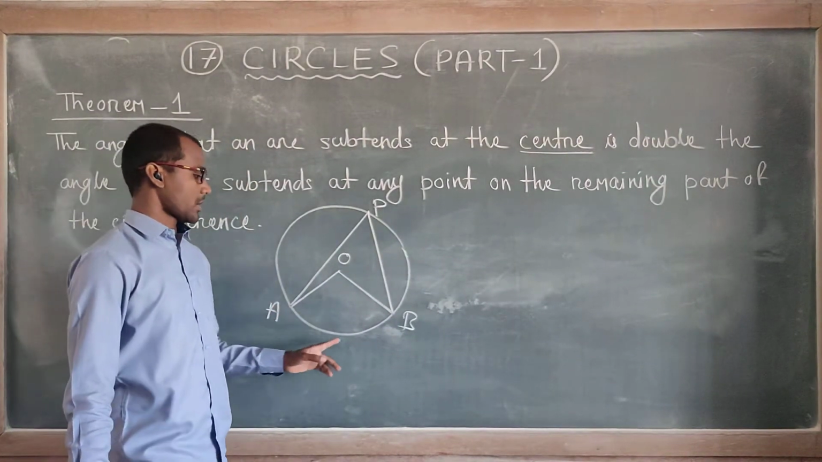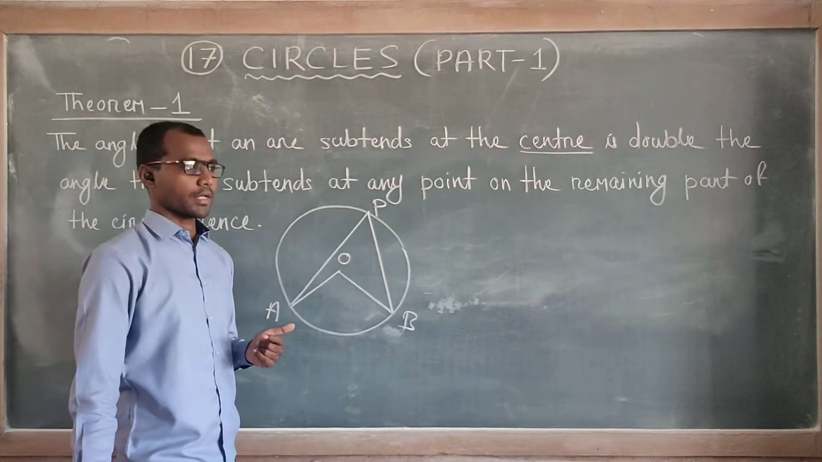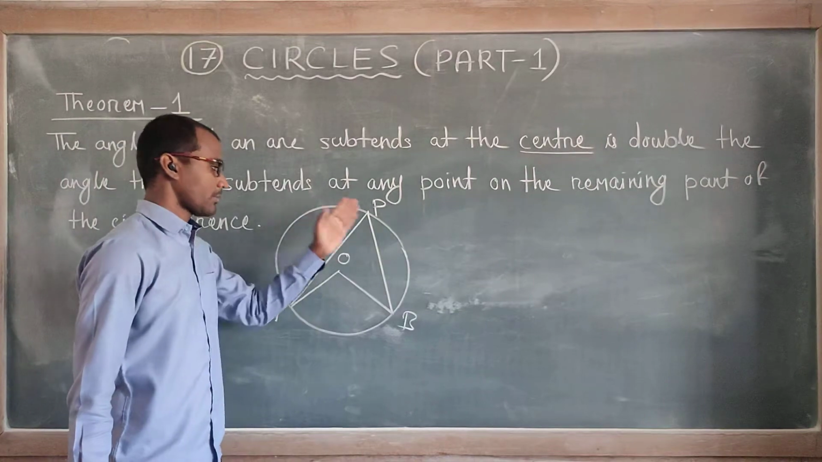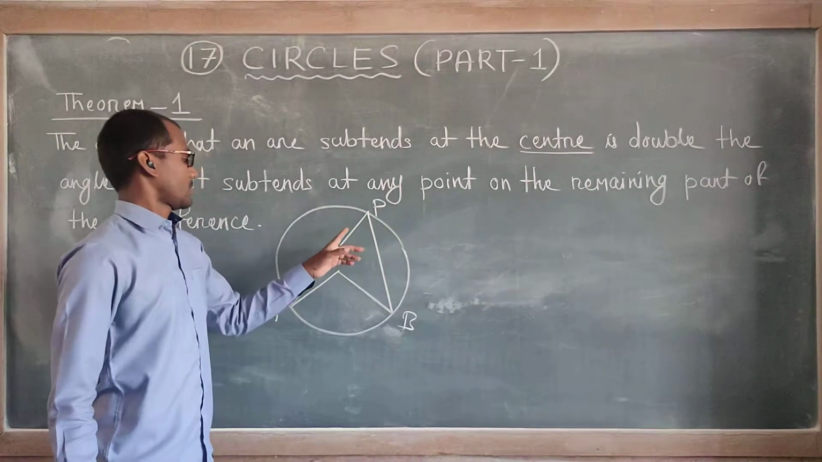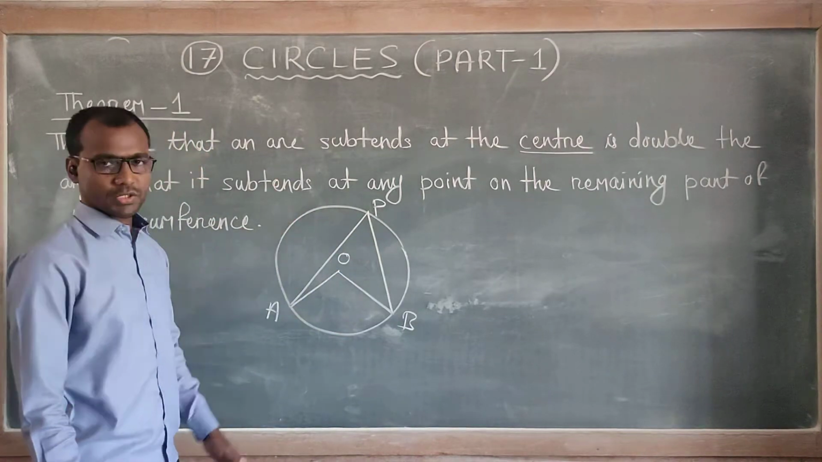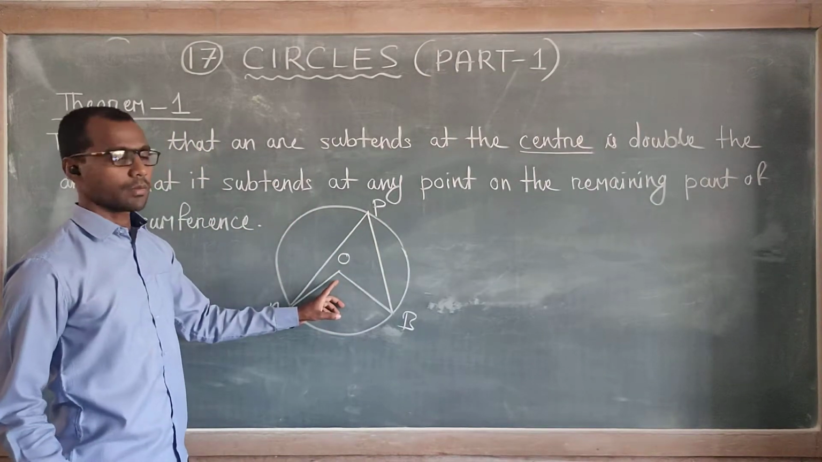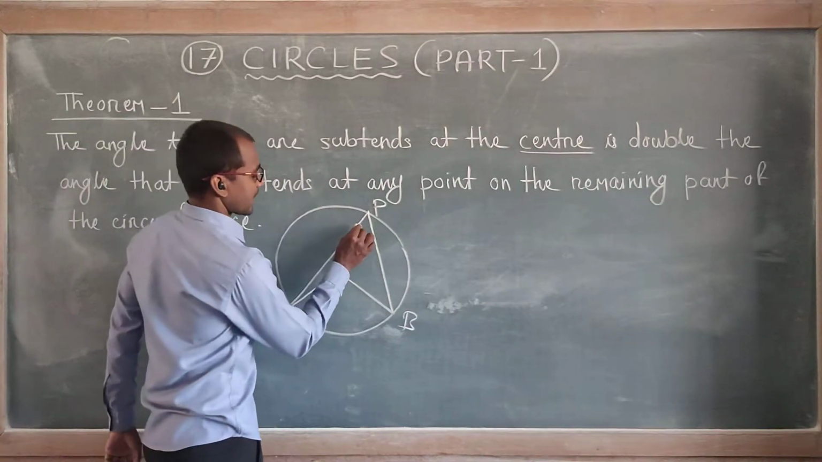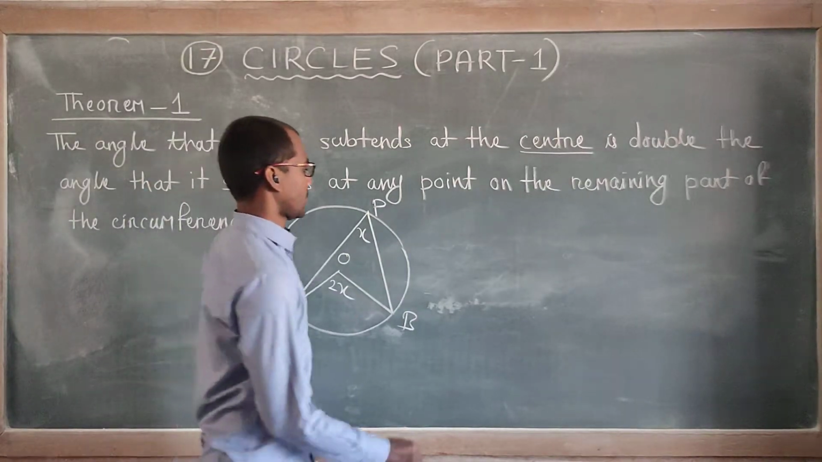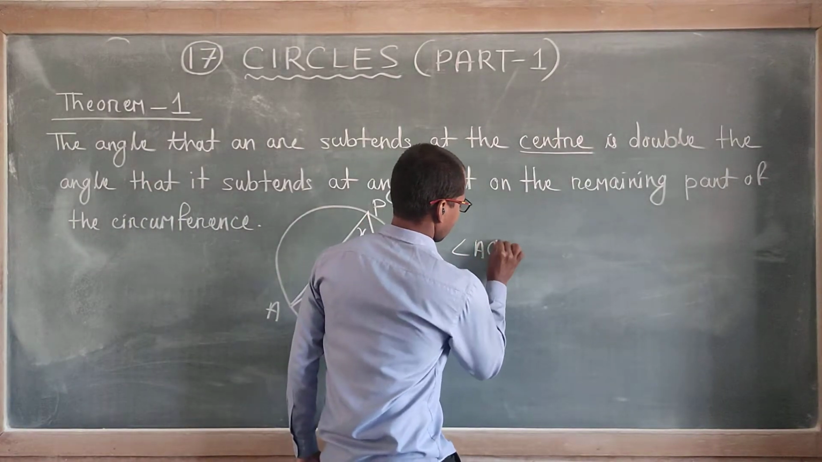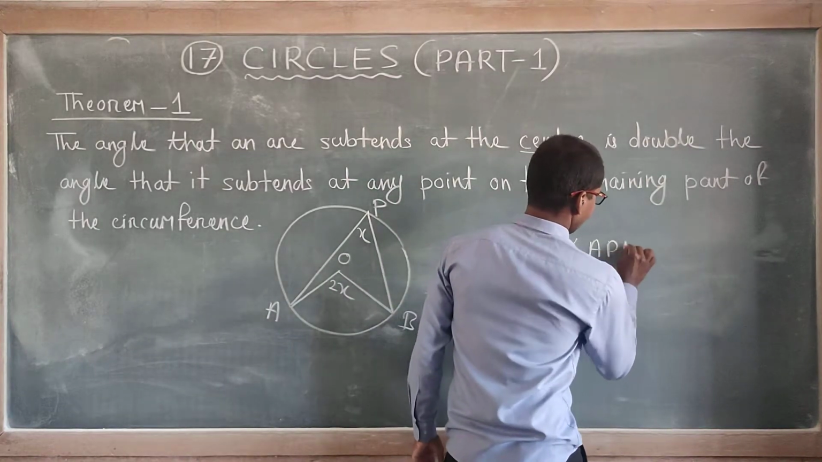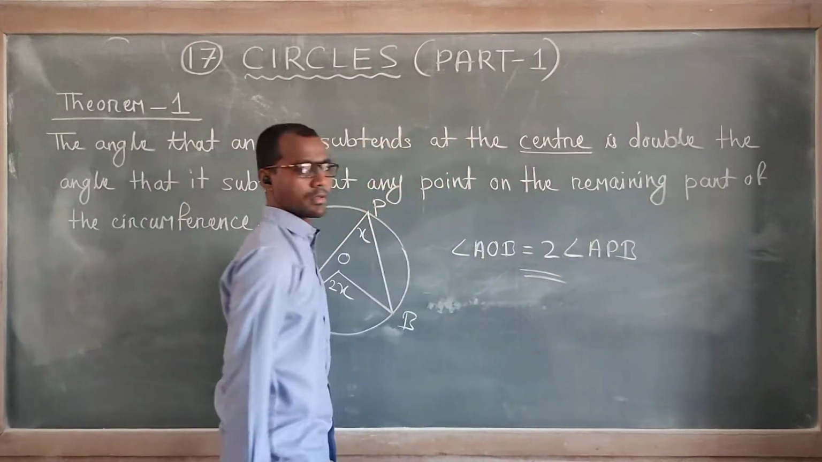Okay, so this is the arc AB. It is subtending some angle at the center O. P is any point on the remaining part of the circumference, and again the arc AB is subtending some angle at the point P. Now by this theorem, angle AOB will be double of angle APB. Meaning if this is x, this will be 2x. So angle AOB is equal to 2 times angle APB. This is the theorem.